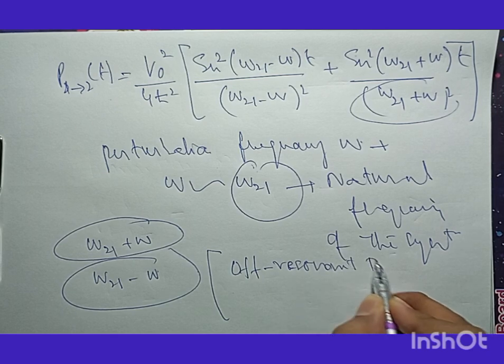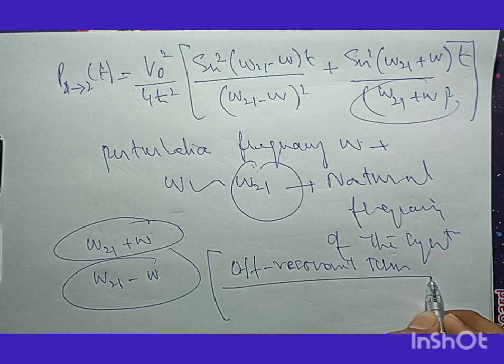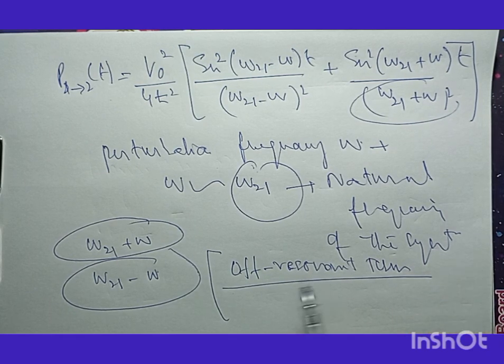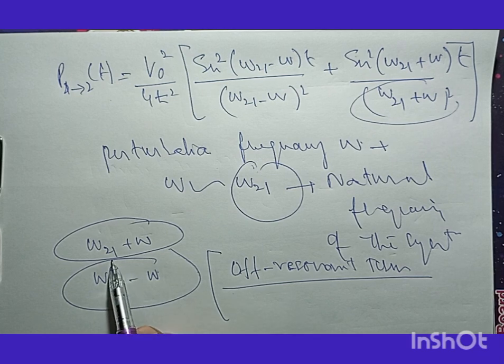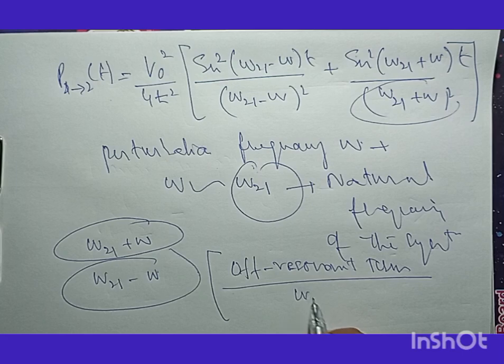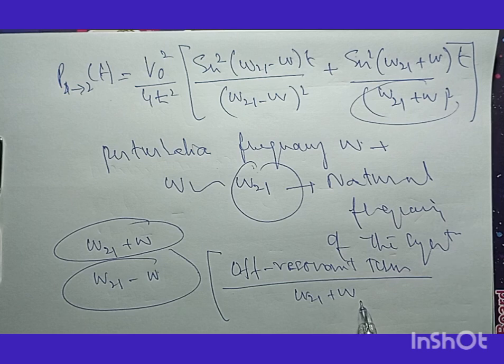Off-resonant term. Now, what's that? The term that we have here, omega 21 plus omega, represents a frequency that's basically far from the resonance. It's taking the system away from the resonance.